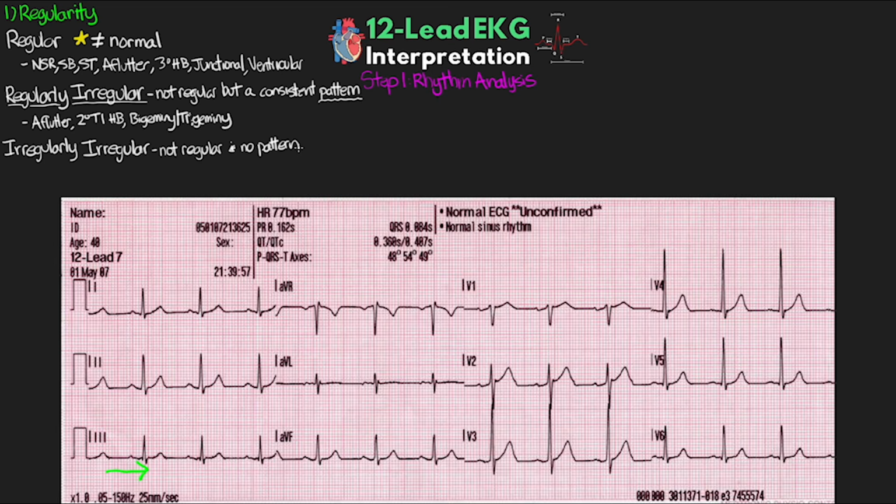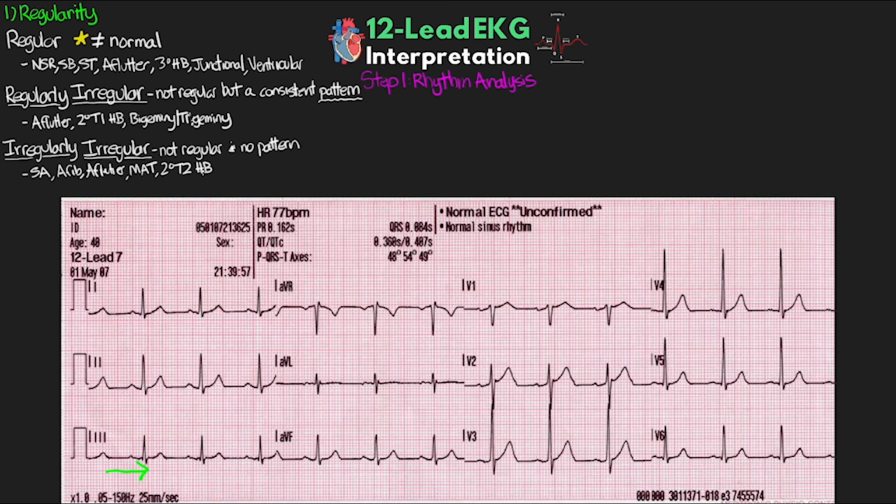Now, if the rhythm is not regular and there's really no discernible pattern and the QRSs just seem to randomly appear at different intervals, then this is what we refer to as irregularly irregular. So some examples here would be our sinus arrhythmia, atrial fibrillation, atrial flutter can sometimes present this way, multifocal atrial tachycardia, and this is really where we have multiple areas of the atria that are firing, as well as our second-degree type 2 heart blocks.